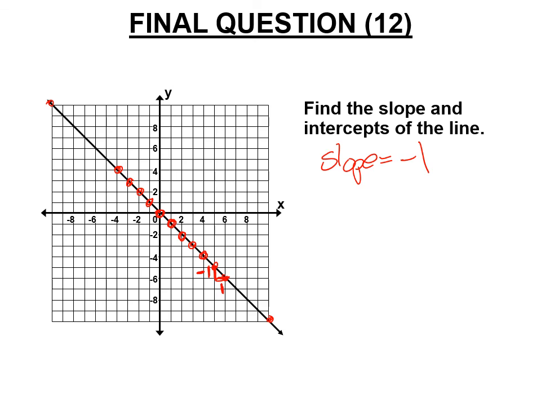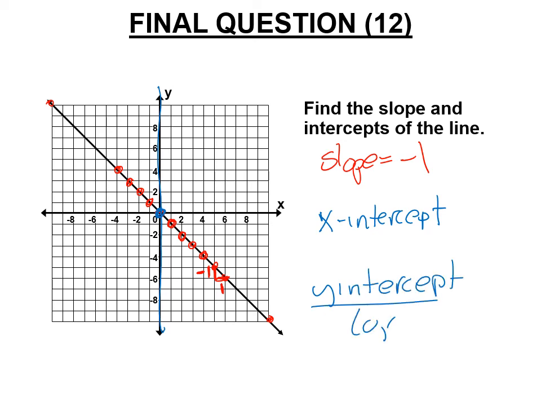Now, what are the intercepts? That's interesting. Well, it crosses the y-axis right there. It crosses the x-axis in the exact same spot. So both the x-intercept and the y-intercept are the same point. And what point is that? That point is (0, 0), also known as the origin, where this coordinate plane starts.